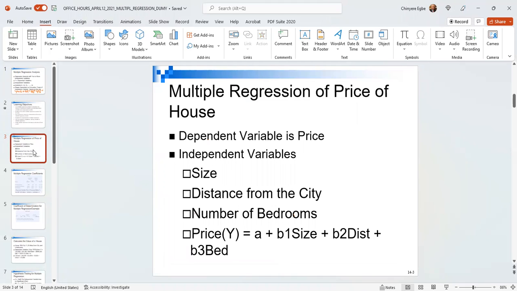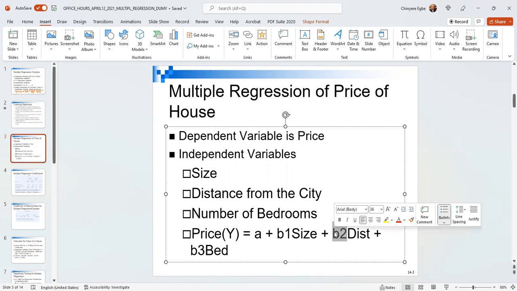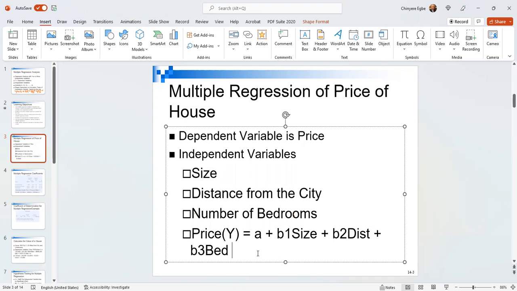That is the basic question we are asking here. If the distance from the city changes by 1 mile, how much will that affect price? We measure that by the size of b2, okay? And at the end, we have to account for error. So this is the model equation, and we're going to estimate.